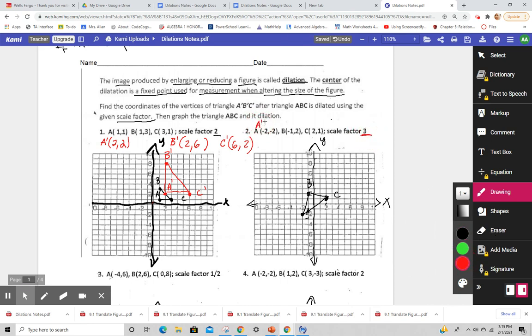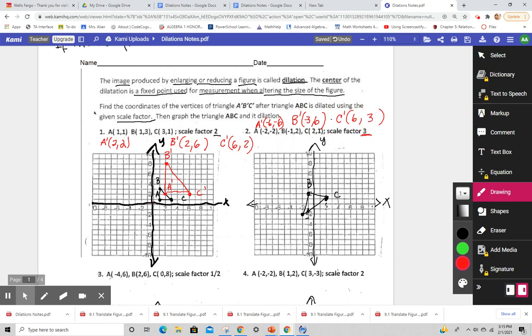So A prime, I'm going to multiply the x and the y each by 3. So -2 times 3 is -6, and -2 times 3 again is -6. B prime: -1 times 3 is -3, and 2 times 3 is 6. And C prime: 2 times 3 is 6, and 1 times 3 is 3.